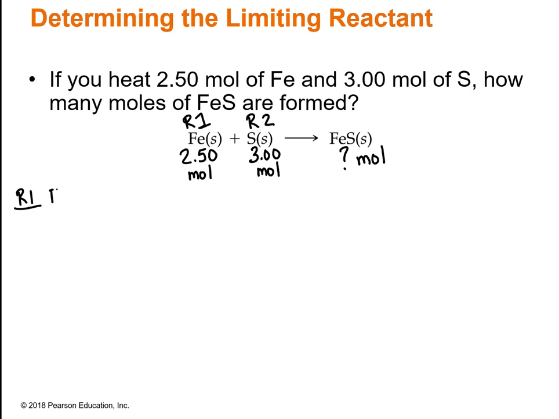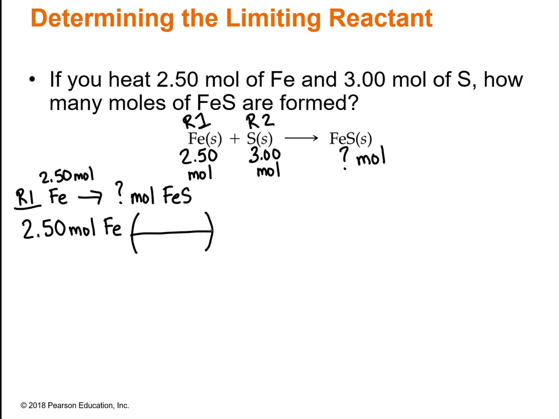For the first one, we're trying to figure out, we've got 2.5 moles of iron. How many moles of iron sulfide will we make? We need a mole ratio here. What should my mole ratio be if I'm trying to go from iron to iron(II) sulfide? What goes in the top? What goes in the bottom? And this is something that we've been doing. This isn't new. So what is my mole ratio?